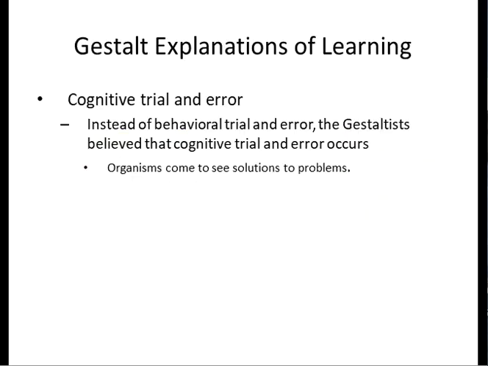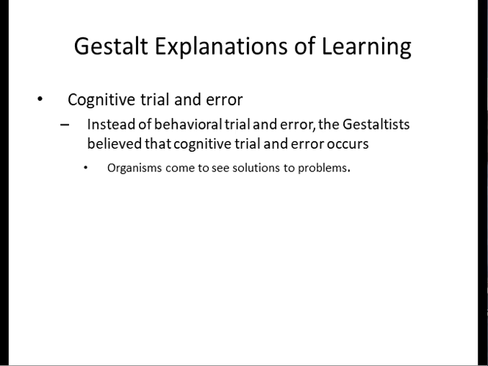In addition to Gestaltian ideas, we see that Gestalt is not just about things of sensation and perception. There are Gestalt explanations of learning as well, even though we don't hear about them that much. So one of the explanations of learning, we have this notion of cognitive trial and error. Instead of behavioral trial and error, which I'm sure you're familiar with, you try something, it fails, you try it again, it fails, you try it again, and then you have success. That is trial and error from a behavioral perspective.